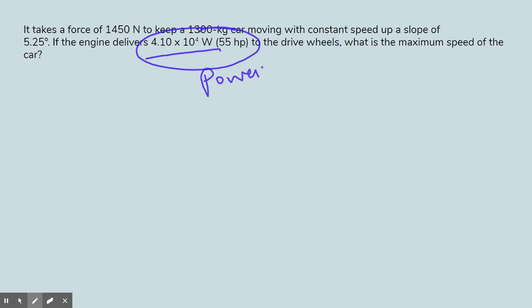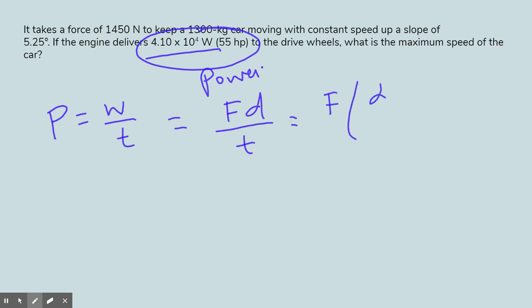If you recall, towards the end of the concept video, we talked about how power, which is W over T, we can rewrite that. We know that work is also equal to force times distance, so we can replace it and say force times distance divided by time, and then we can separate this. And because distance over time is equal to velocity, we can just say power is equal to force times velocity. We have the force and we have our power. So all we need now is the velocity. Let's plug it all in.